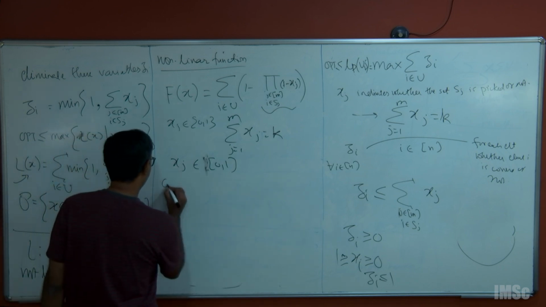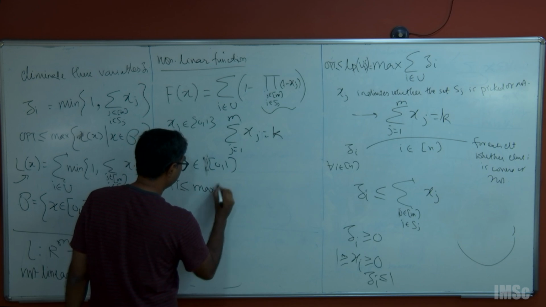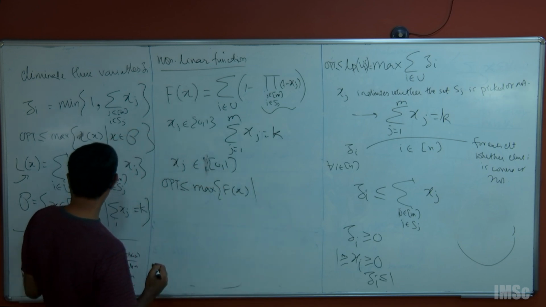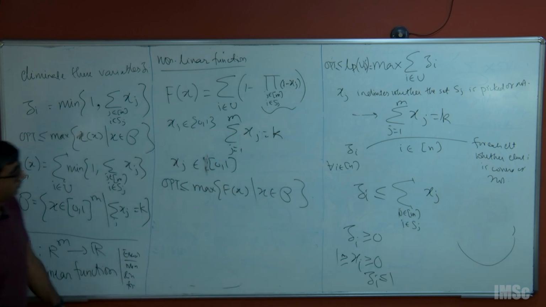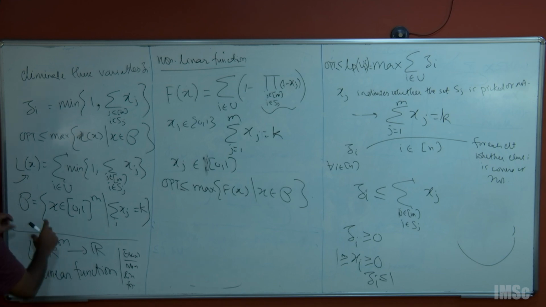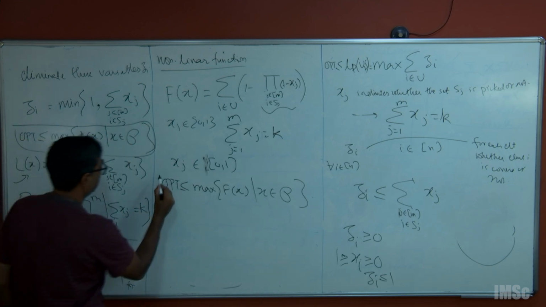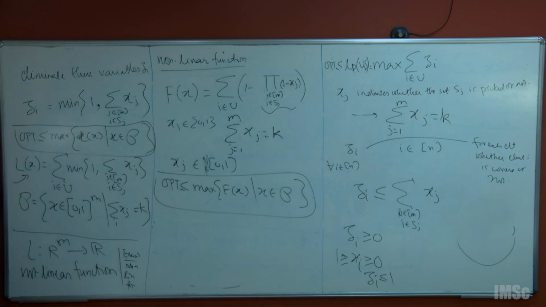So now I can write again opt is less than or equal to max of f of x, x in the polytope. This is what I defined. Is that fine? So this is what I want to optimize. So my opt for max coverage is less than this object. Amazing thing is this we know how to solve, this we don't know how to solve.